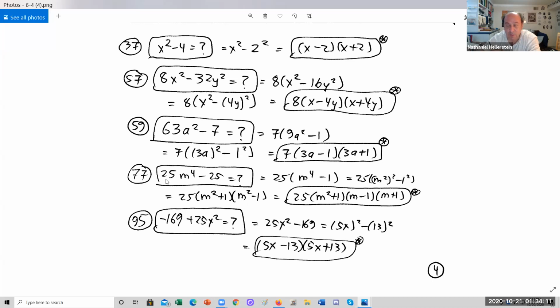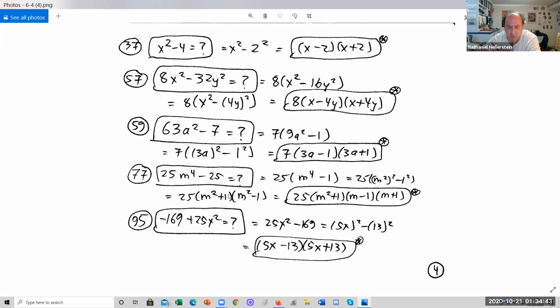Here we get to do the difference of squares rule more than once. 25m to the fourth minus 25. Obviously, there's a common factor of 25. We pull that out and remember to keep it, bringing it all the way along. And what's left inside is m to the fourth minus 1. Now, a fourth power is the square of a square. And 1 is 1 squared. So we have a difference of squares. So we get 25 times m squared plus 1 times m squared minus 1.